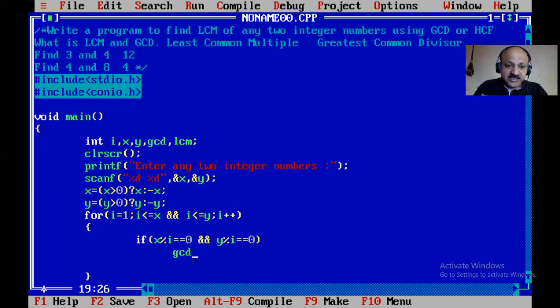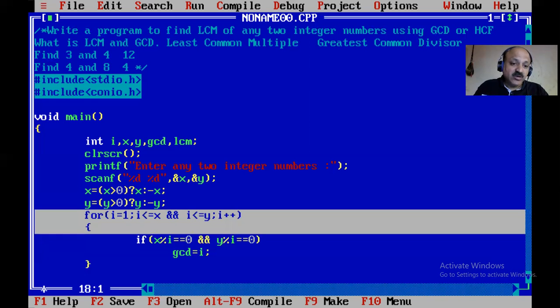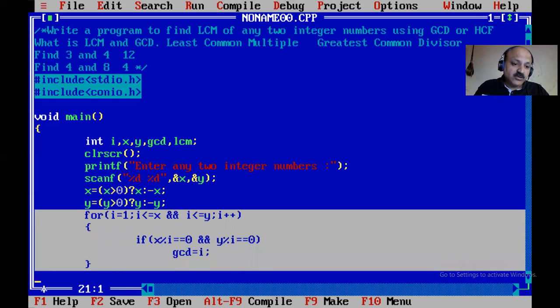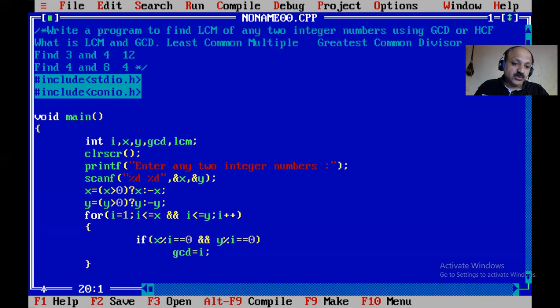So based on GCD we have to find the LCM. Yes, so for the for loop, here is new logic for you. GCD you can also find out with a while loop, and a for loop you can also use. So that is a common divisor, and it is the highest. Like 4 and 8, so 4 is the highest.